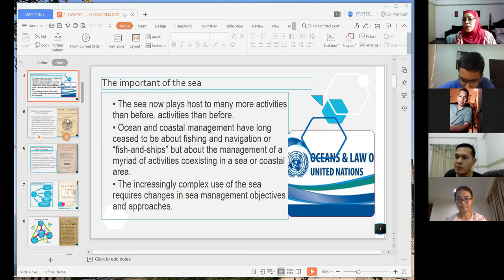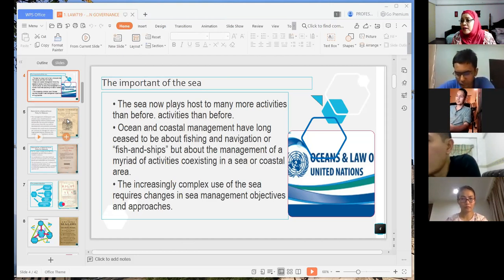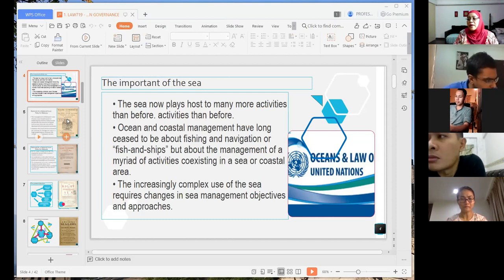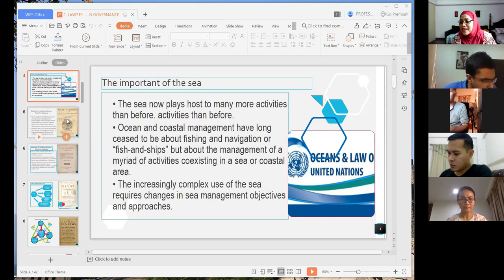Today we are looking into what we are going to do with having a new convention called UNCLOS 1982, with the aspect of governance. I put a full stop here for a minute.